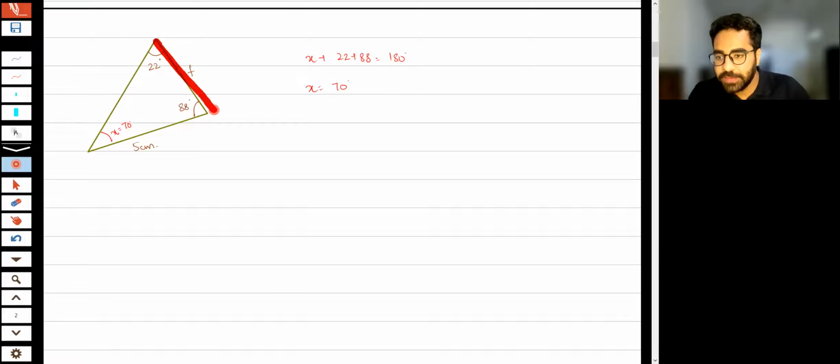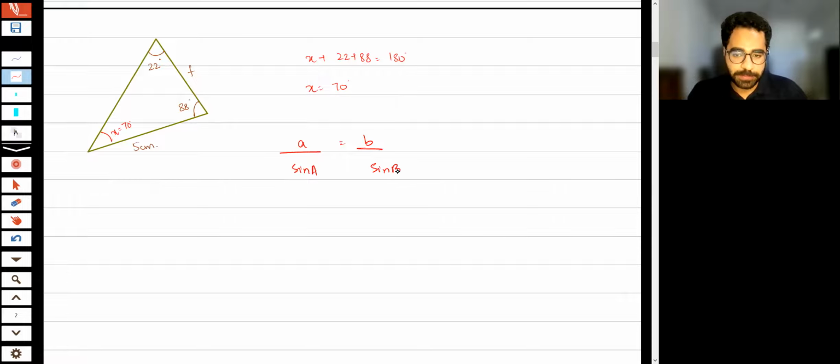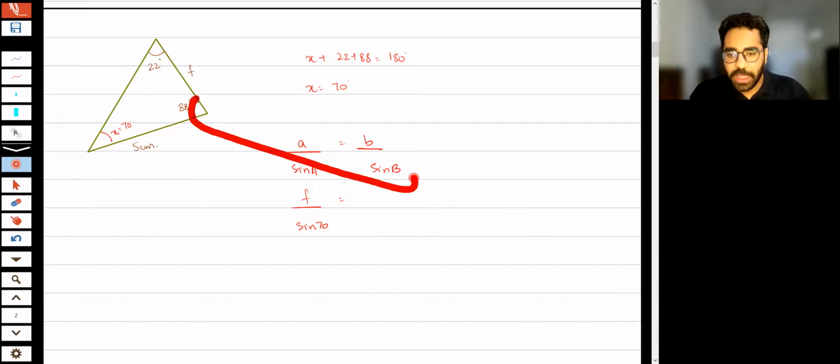Now you need to find this side. Now we'll apply the sine rule. For the sine rule, since I need to find a side, I'll apply the formula a upon sine a equals b upon sine b. Now what would be a? A is my unknown side, which is f. And what would be this capital A? Capital A would be the angle opposite to this unknown side, which would be sine 70, equals b upon sine b.